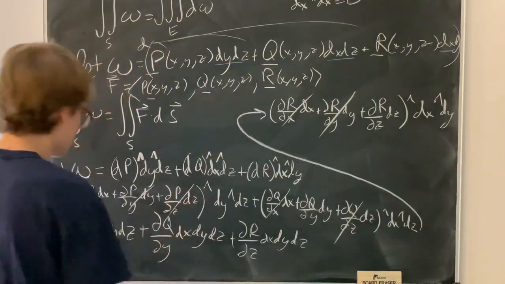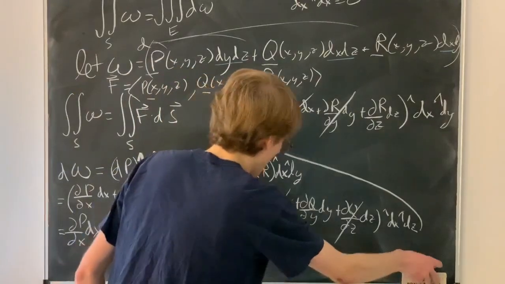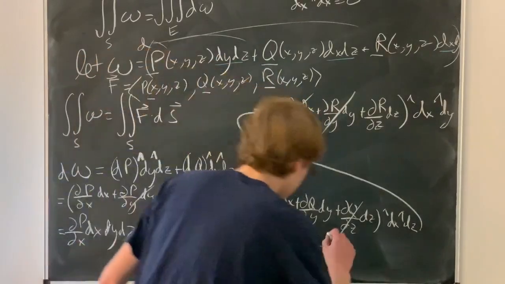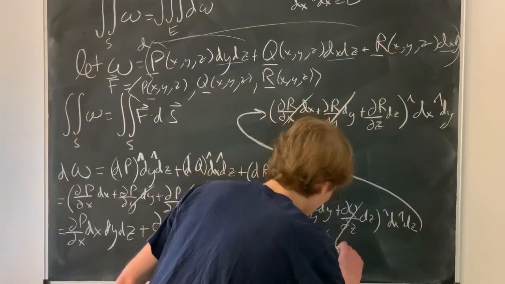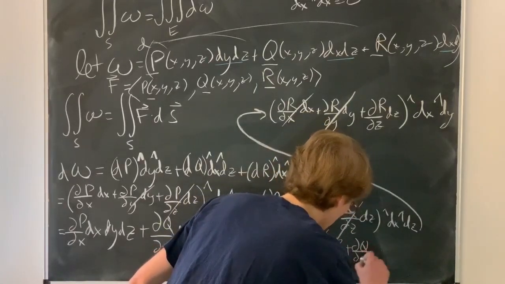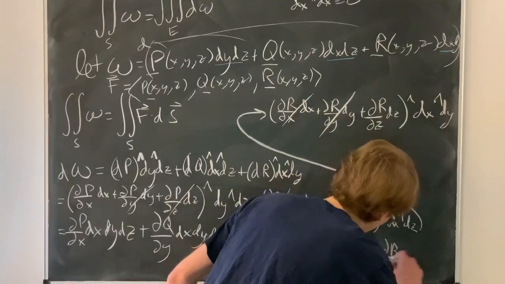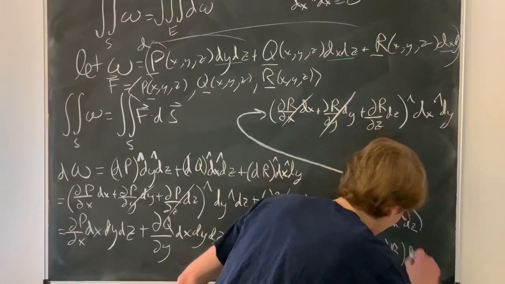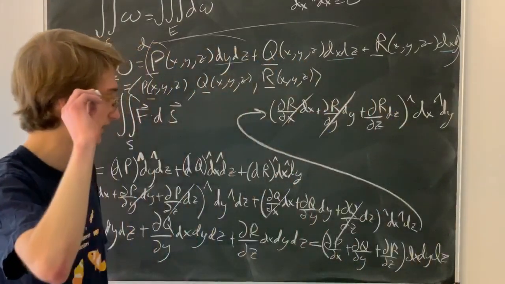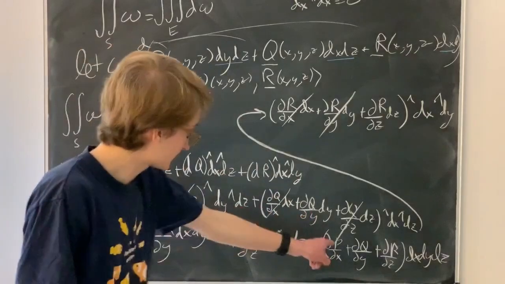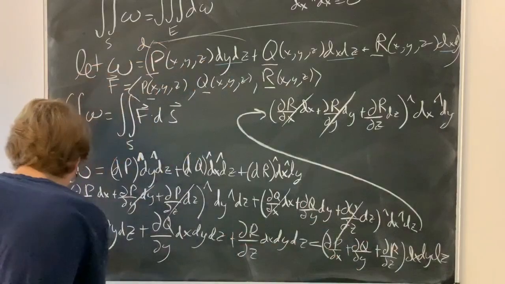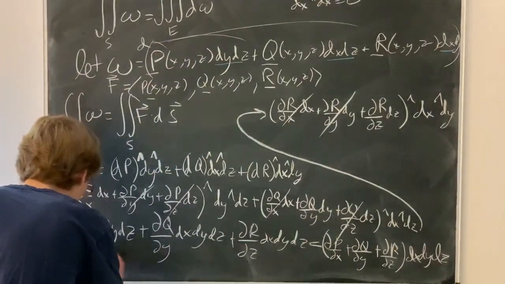So we can factor this and say over here that this is going to give us, right, we have del p, del x, plus del q, del y, plus del r, del z, times dx, dy, dz. And this is amazing because this, del p del x plus del q del y plus del r del z, that is nothing more than the divergence of f.